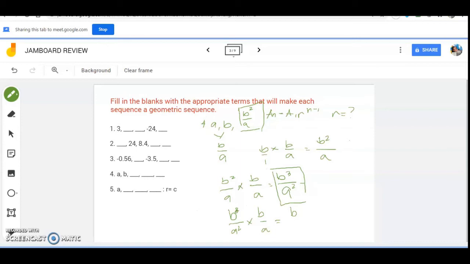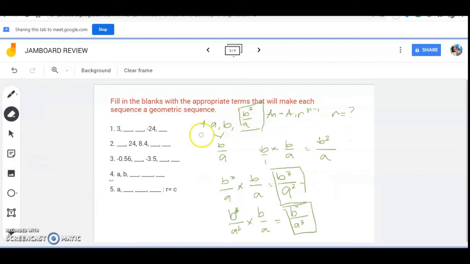Natin sa sarili niya. Pang ilan na to? Pang 4. So we have b to the 4th power. What about yung a? A cubed. So, ganun lang. Mas madali talaga pag letters. Okay. So, that is for number 4.